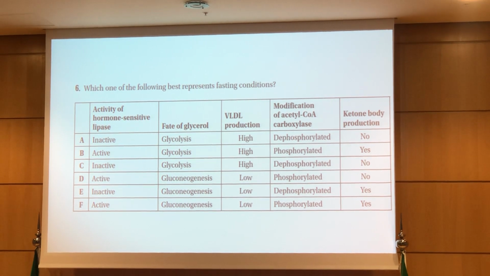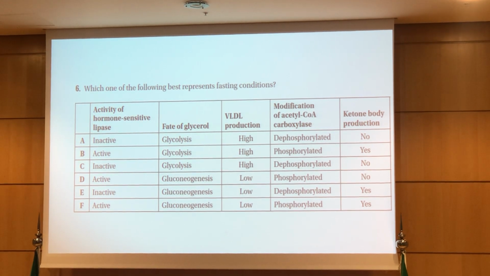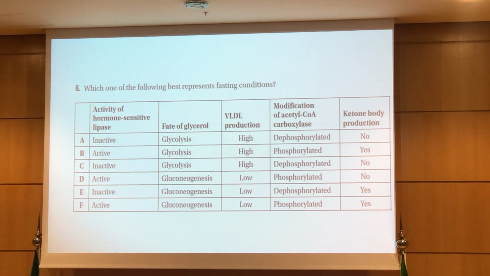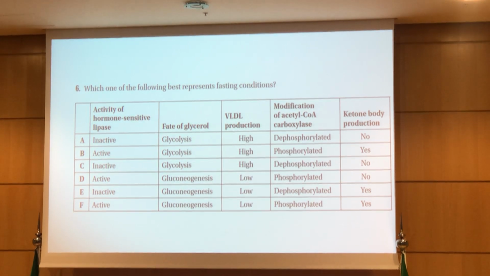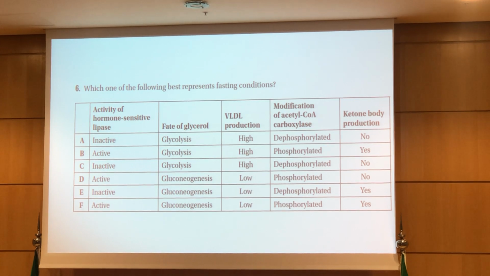Alright? Low. Next one. Modification of acetyl-CoA carboxylase. Phosphorylated, both of them, yes? Because I don't want to be synthesizing while I'm breaking down. So both are phosphorylated. Lastly, ketone body production. Yes? Because we got a no in D, we got a yes in F.